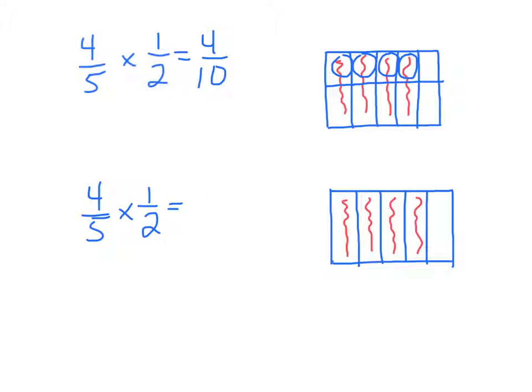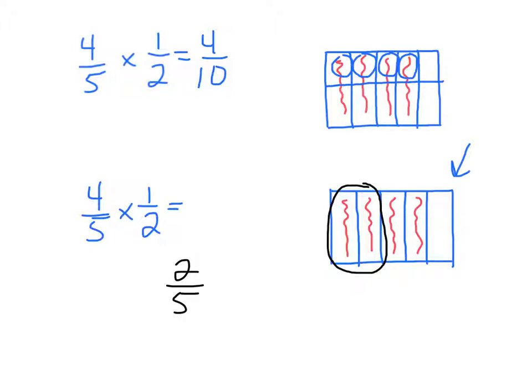Another way to take a look at this in picture form is to take a look at the bottom picture again. Once again, I am showing 4/5. Well, I only want half of it. So if I only want half of it, I only want this amount of it right here. I only want half of those 4/5. Well, that is equal to 2/5 for an answer.